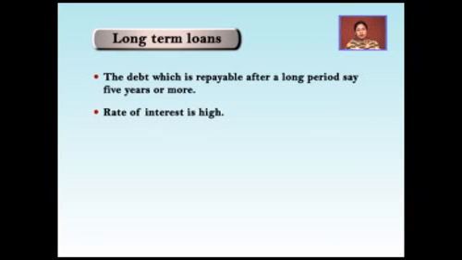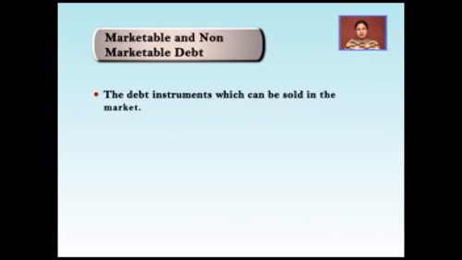The next category which comes over here is marketable and non-marketable debt. Marketable debts are those for which the instruments can be sold in the stock market, whereas non-marketable debts are those for which the instruments cannot be sold in the market.